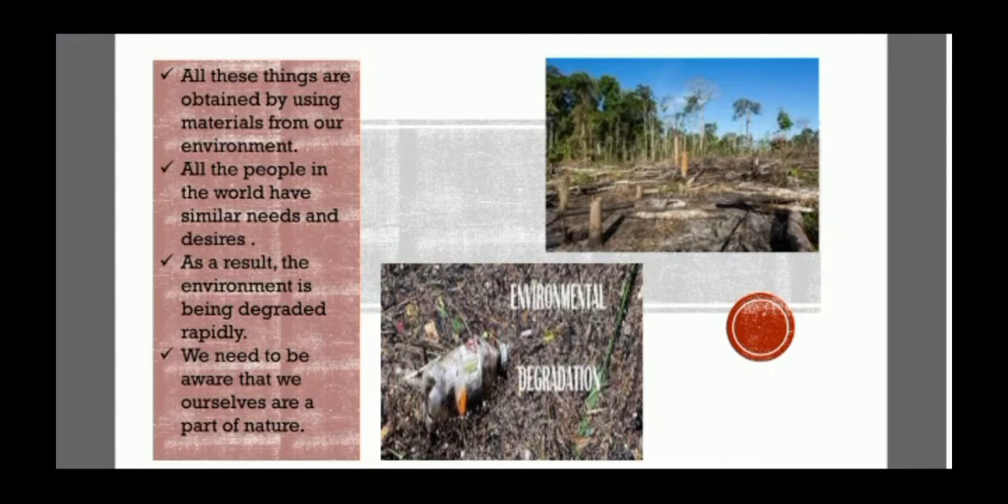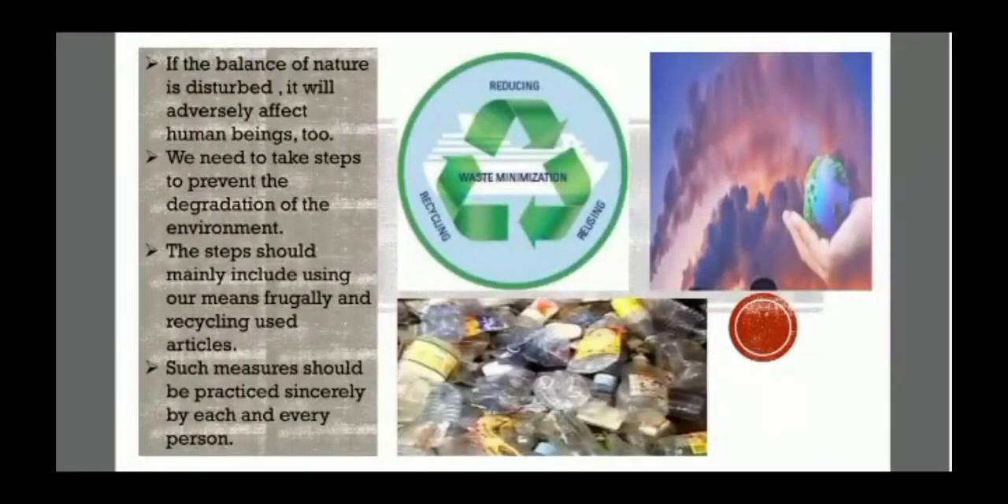Understood? So when we try to store more and more things in our house, we should first think that we are a part of nature. We need to take steps to prevent this degradation of the environment. The steps should mainly include using our means frugally and recycling used articles. You can see the picture over there of the recycling of the article, waste minimization. This logo is seen on all the plastic things which you use in your houses.